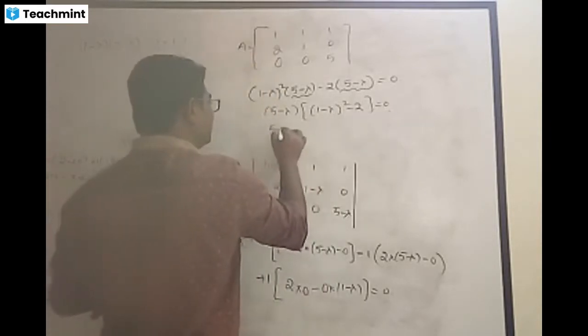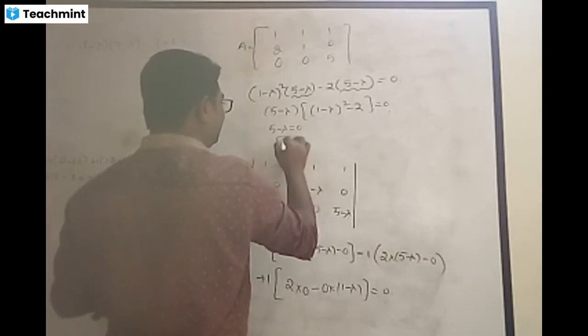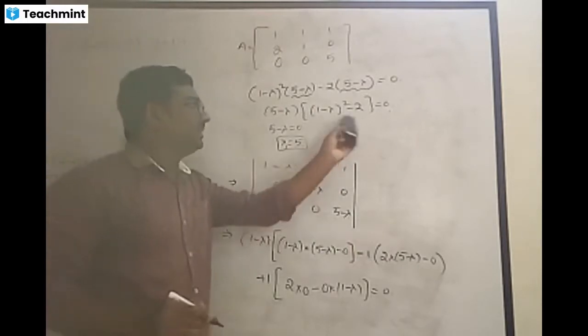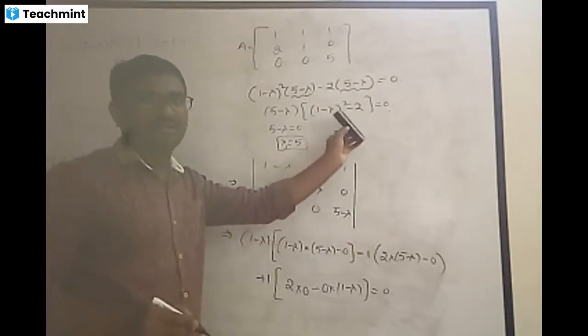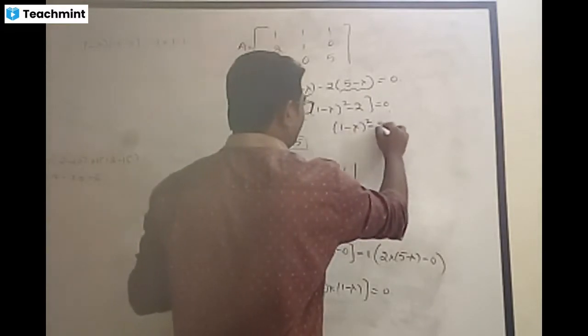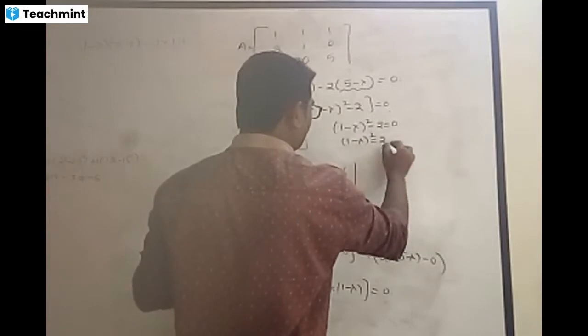First equate 5 minus lambda equals 0. We'll get lambda equals 5. This is one value, lambda 1. Next, by solving this we'll get the other values of lambda. (1 minus lambda) whole square minus 2 equals 0, so (1 minus lambda) whole square equals 2.